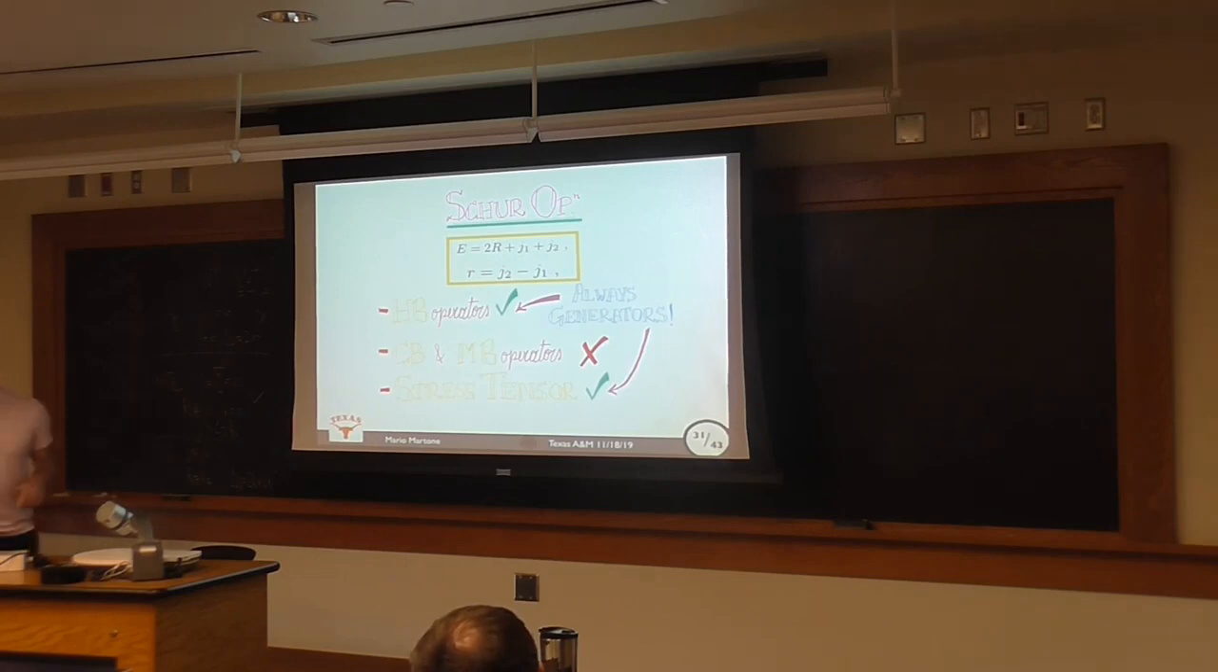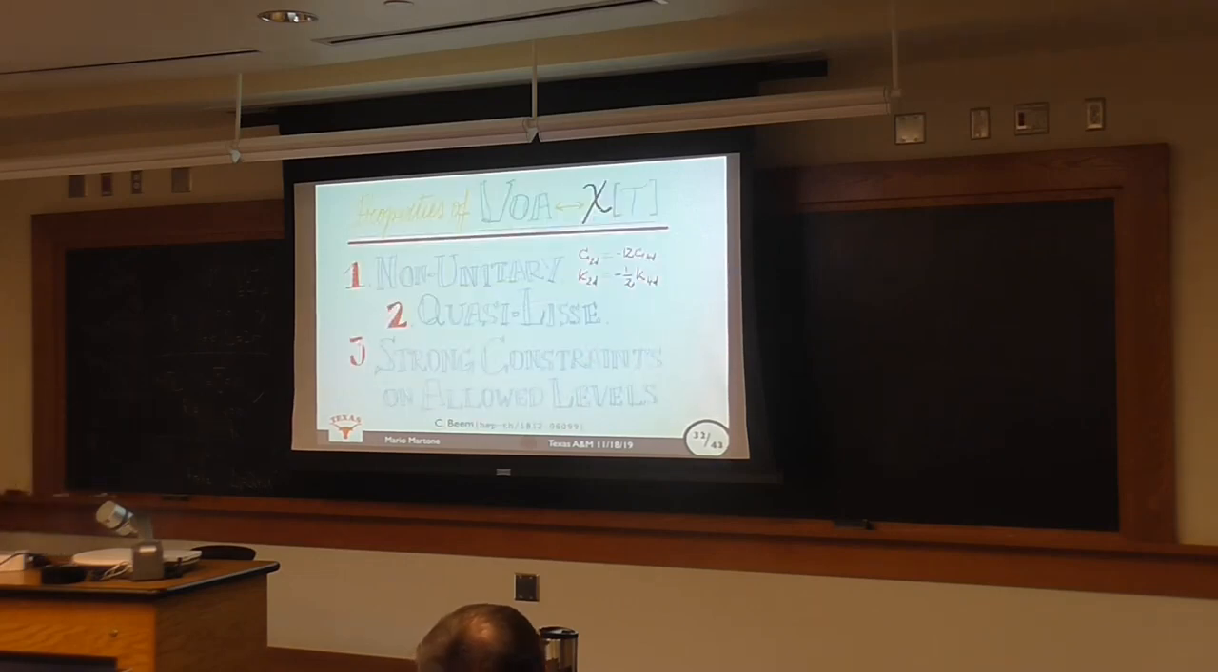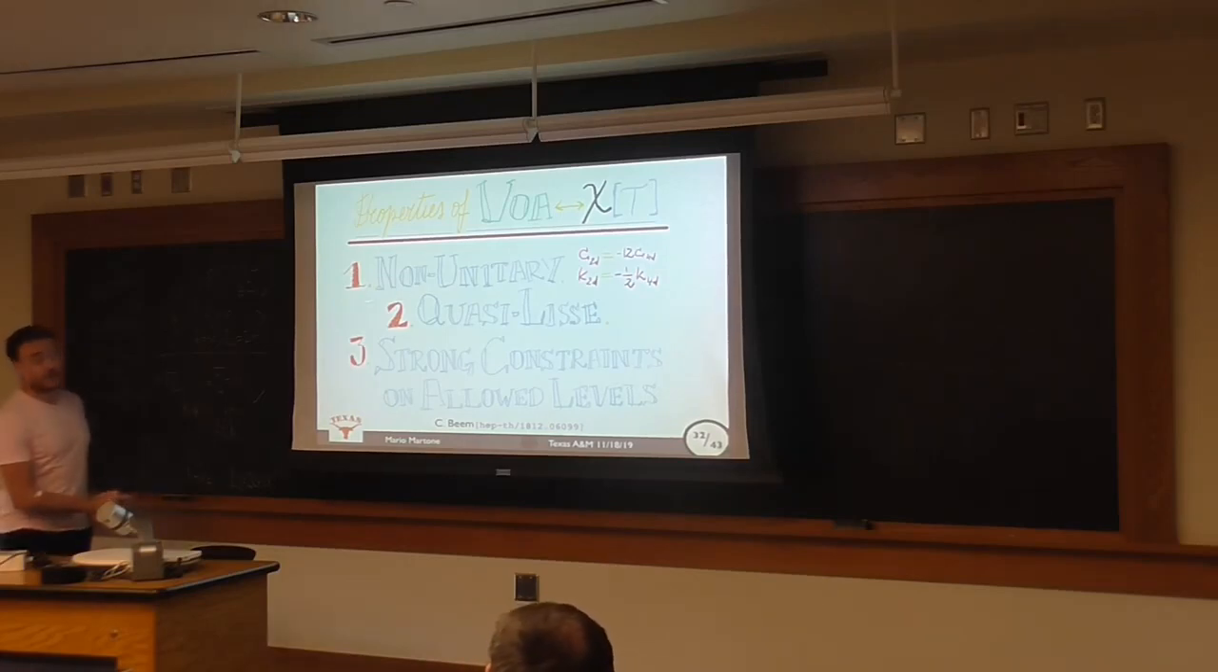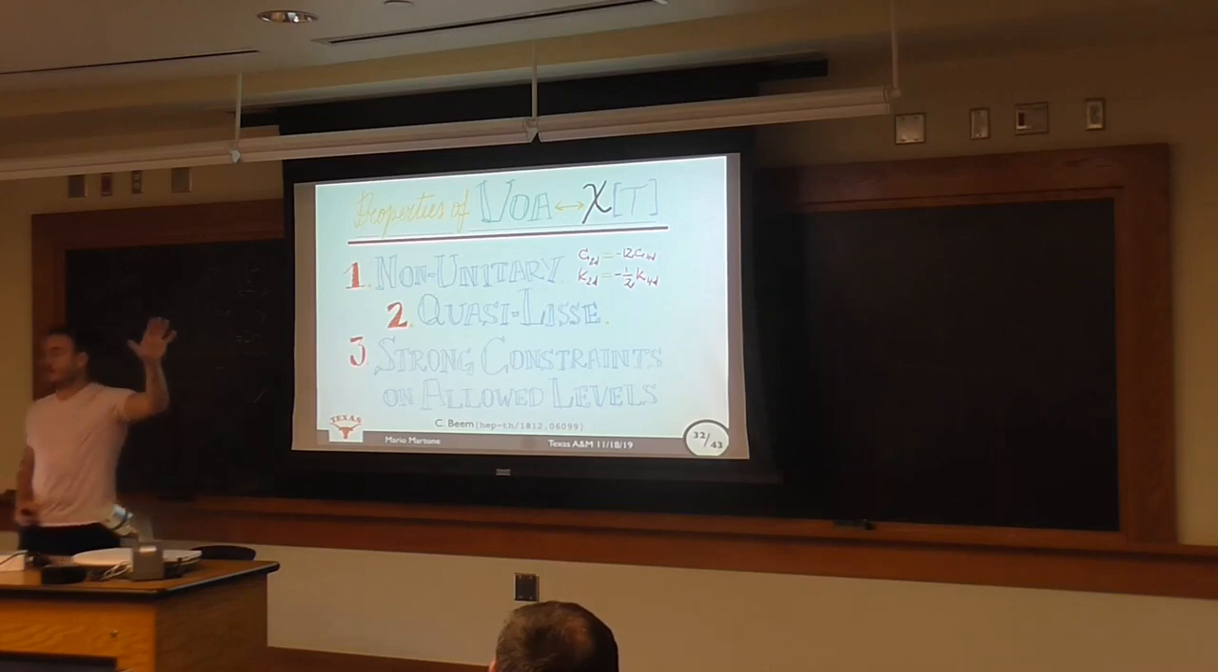Okay. So there are a lot of properties of this VOA. For instance, one is that it is non-unitary. That was shown in the first paper. You have some c and k. So, I have to say that, let's say you have a flavor symmetry in four dimensions.